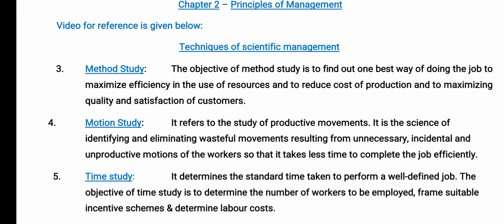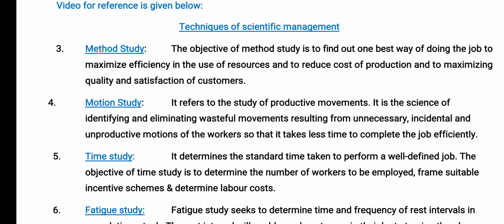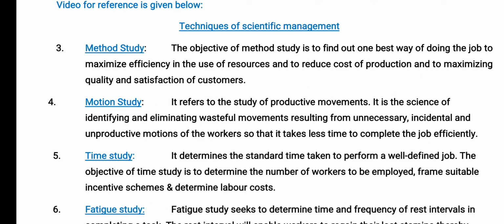So we will do the next study, that is motion study. It refers to the study of productive movements. It is the science of identifying and eliminating wasteful movements resulting from unnecessary, incidental, and unproductive motions of the workers, so that it takes less time to complete the job efficiently.